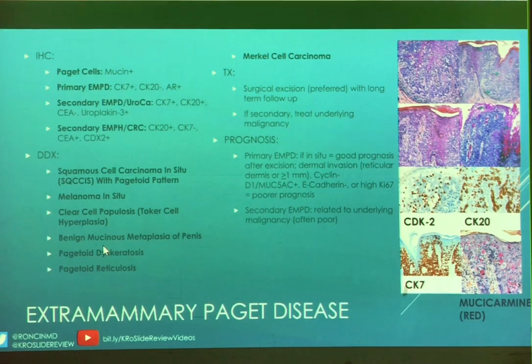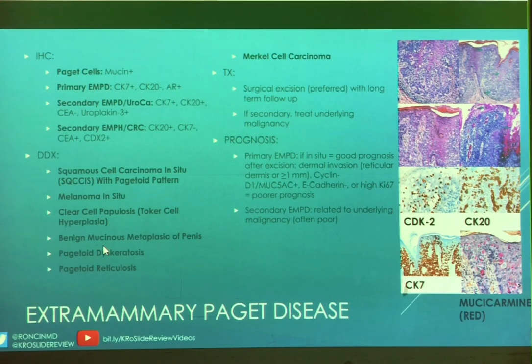Your treatment is surgical excision, which is the preferred way to treat this, with long-term follow-up. If it's secondary, which means it's related to something else, like the urothelial carcinoma or the colorectal carcinoma, you want to treat whatever's causing your extramammary Paget disease, and that will treat the Paget disease itself. Your prognosis for primary extramammary Paget's, if it's in situ, is good. And then I go into all this other stuff: if it's cyclin negative, if it's negative for the other marker, if it's MUC5AC positive, if you have high Ki-67, that's poor prognosis. And also dermal invasion. So all those things make sense.